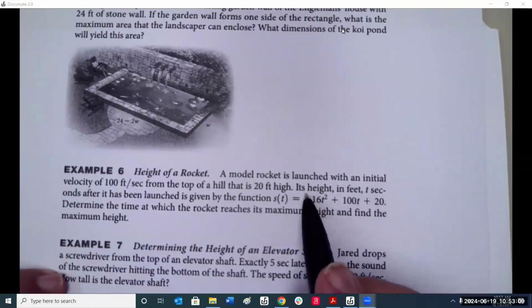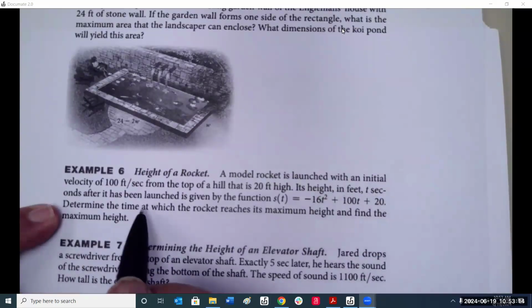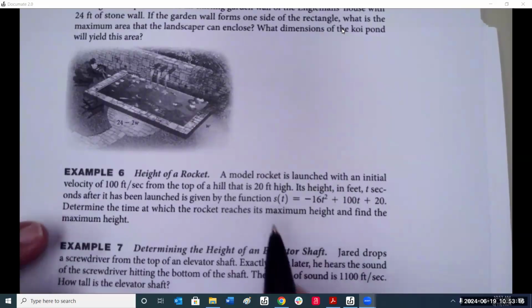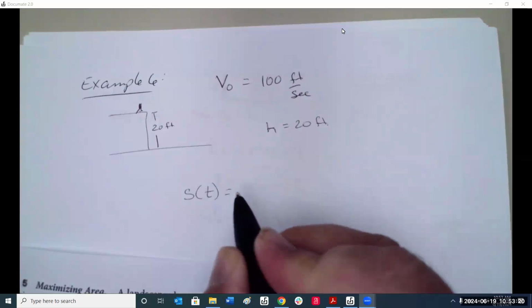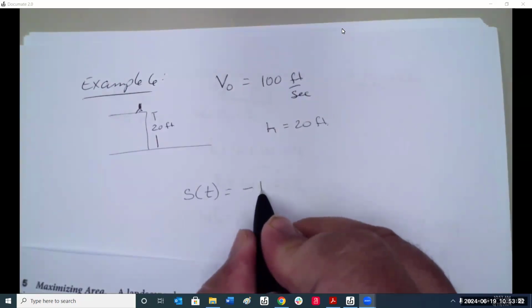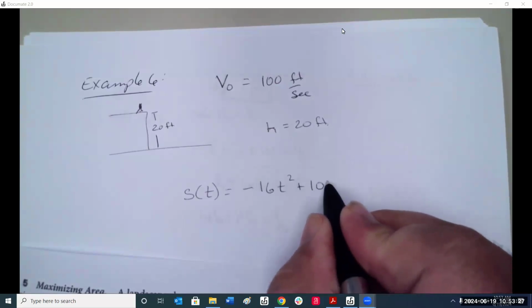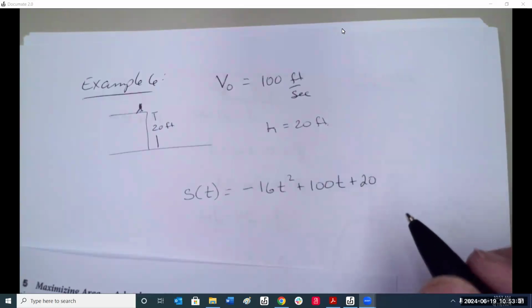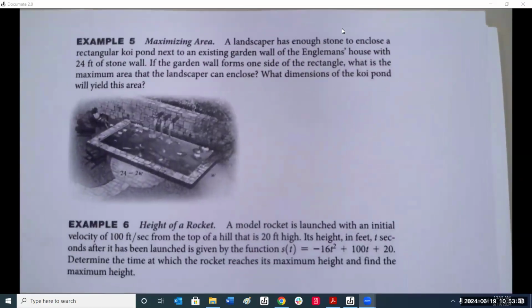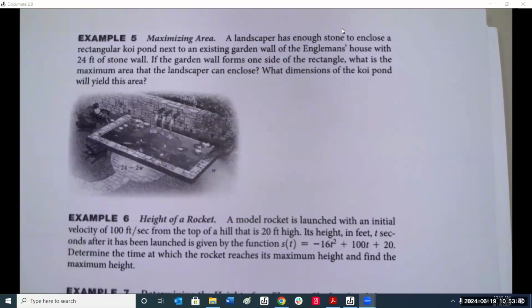Its height in feet, t seconds after being launched, is given by the function: the position at time t is equal to negative gravity t squared plus your initial velocity t plus 20. Determine the time at which the rocket reaches its maximum height, and find the maximum height.